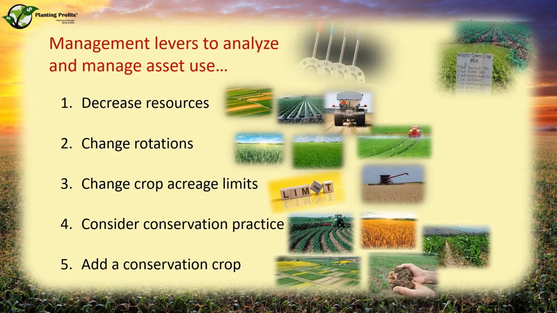There are 5 management levers that can be pulled to analyze asset use that are under your control. These levers can be pulled individually or in combination to change a strategy's estimated income. Depending on your operation, some paths may be more feasible or desirable than others. Let's look at each.